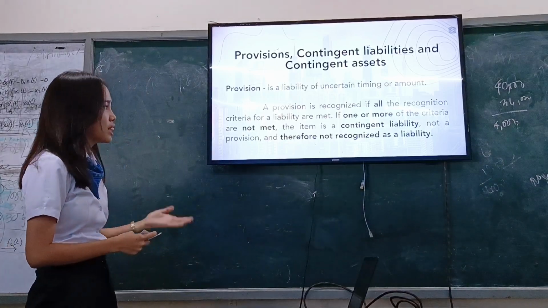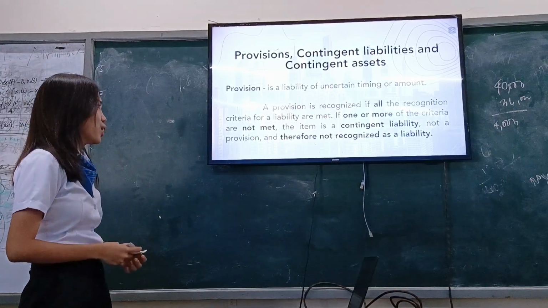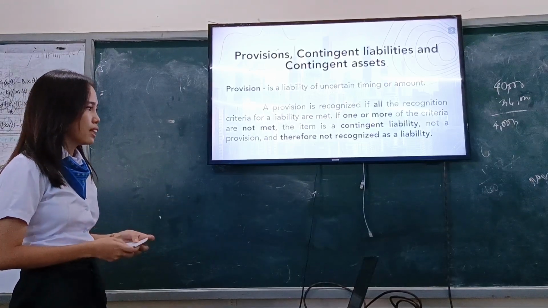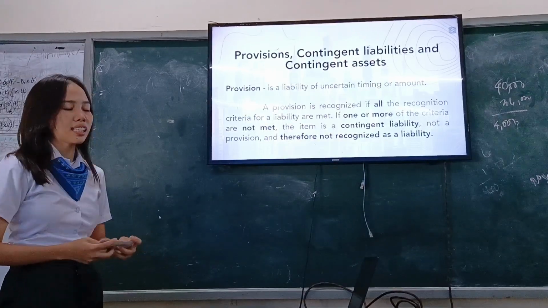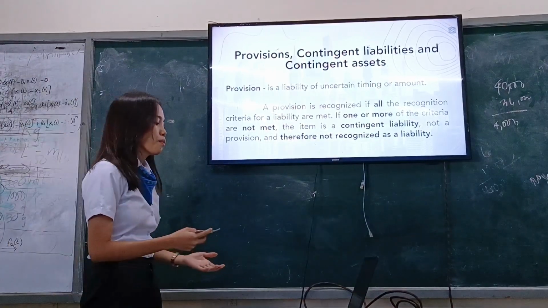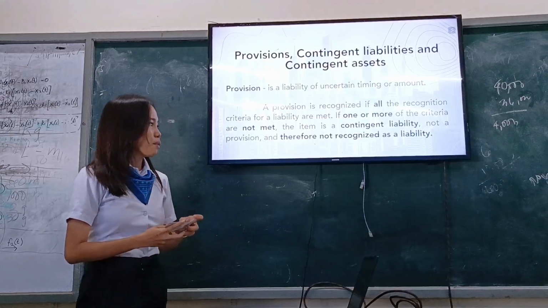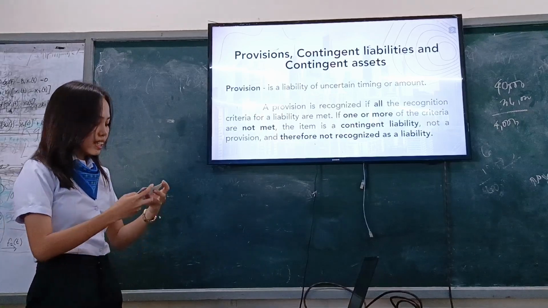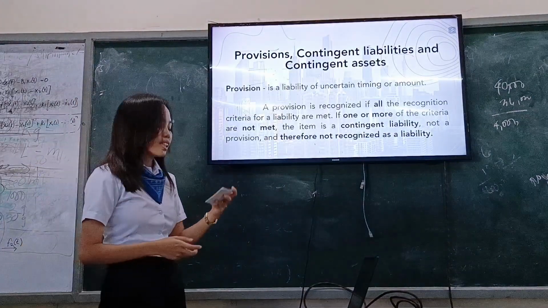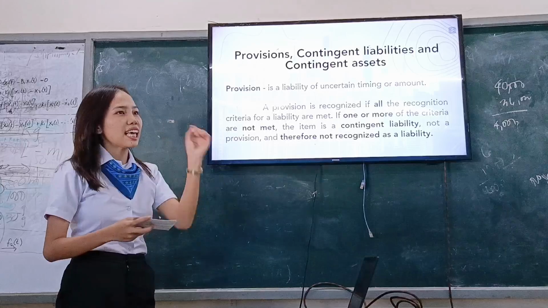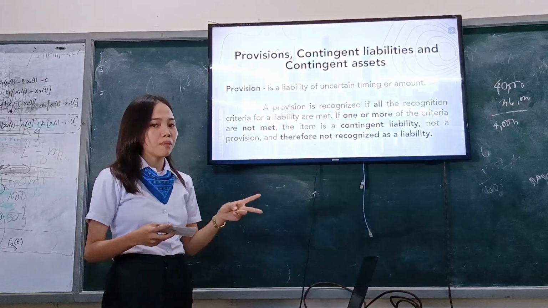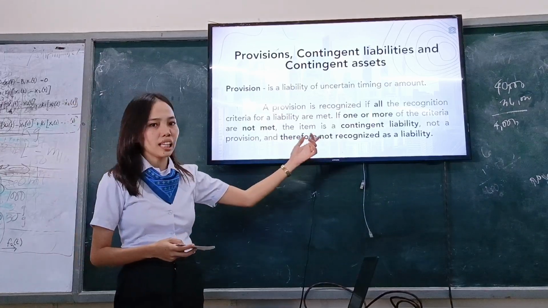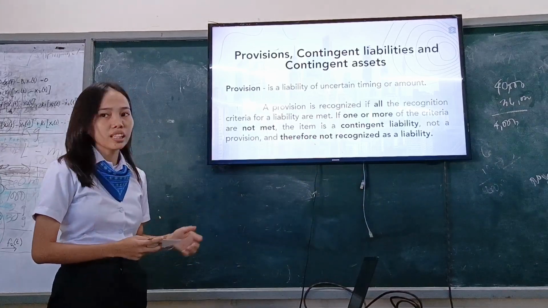So a provision is recognized if all of the recognition criteria for a liability are met. If one or more of the criteria are not met, the item is a contingent liability, not a provision, and therefore not recognized as a liability. So as what Jinky said last time, there are three criteria, right? So first is the present obligation, second is a probable outflow, and third is a reliable measurement. So pag isa or duha ang kulang ani, pag dili siya ma-met, it is not considered as a provision. It will be considered as a contingent liability, and it is not recognized as a liability.